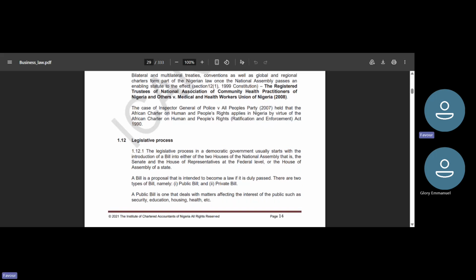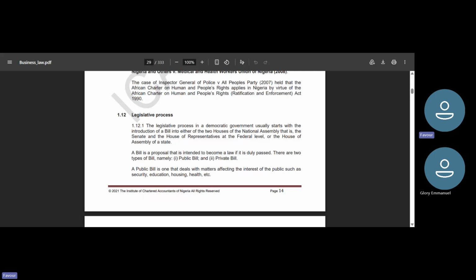So the legislative process is basically how bills pass into acts of the National Assembly. And this is obtainable in a democratic government. So you usually start with the introduction of a bill, in either of the two national assemblies, either the Senate or the House of Representatives, or the House of Assembly of a state.